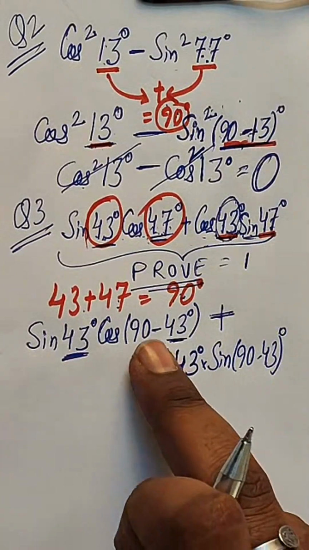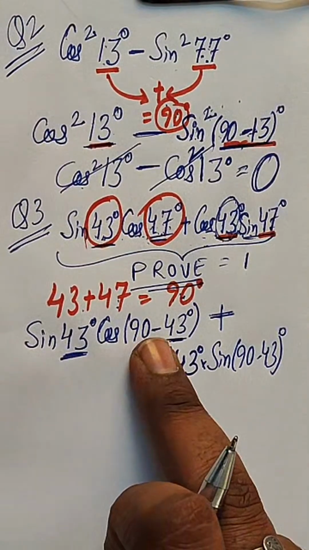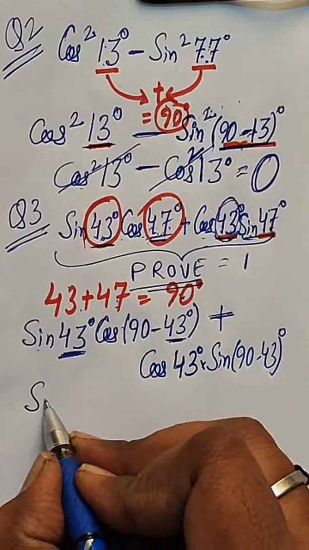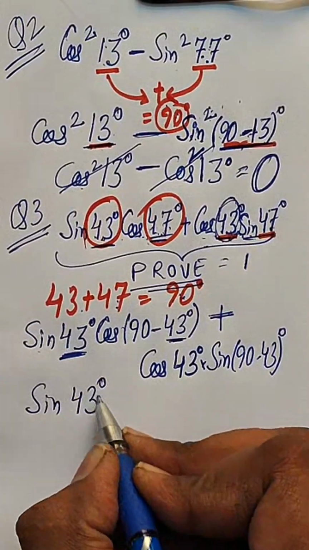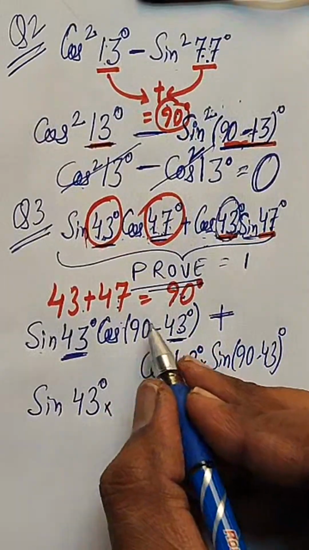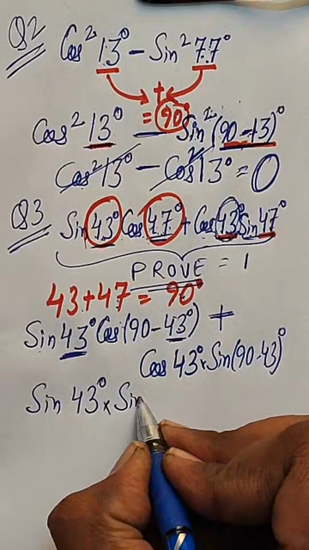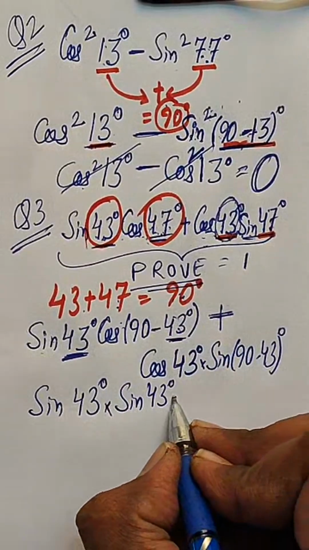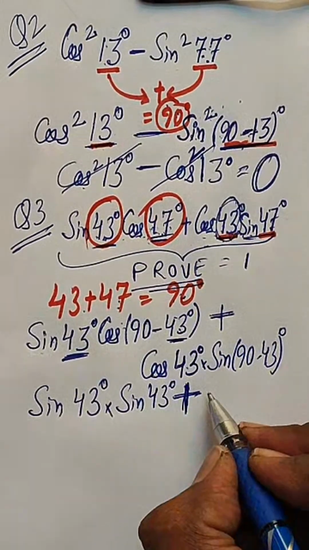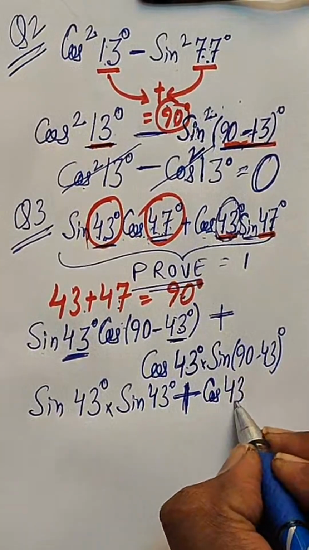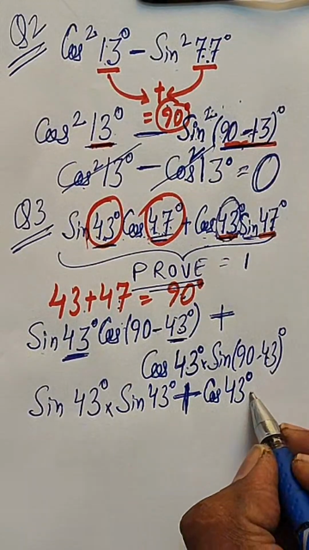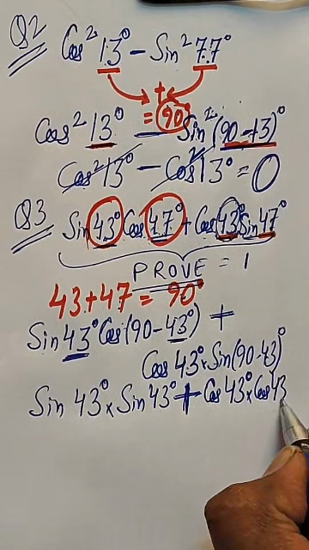As we did for the second term, with sine 43. So it will become sine of 43 degree multiplied with cos 90 minus theta. How much is cos 90 minus theta? Cos 90 minus theta is sine theta. So it becomes sine 43 degree plus cos 43 degree, and sine 90 minus theta is cos 43 again. So it becomes cos 43 degree.